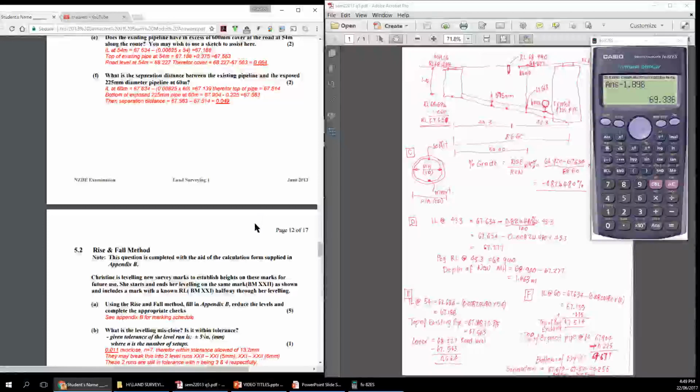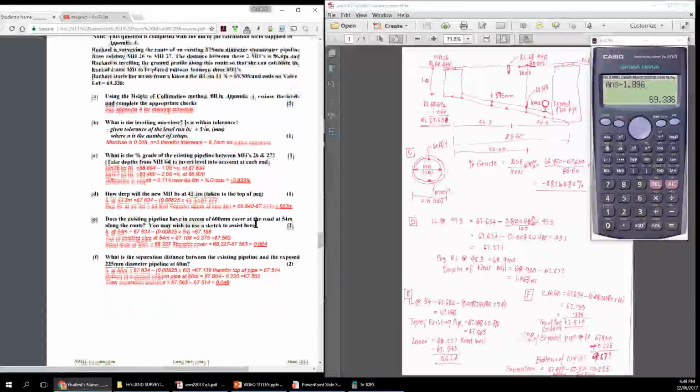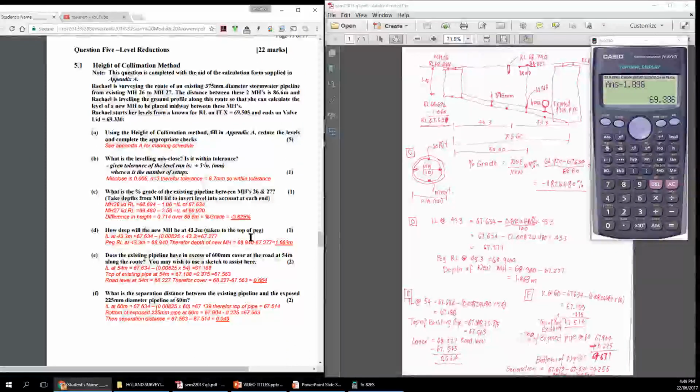So that's pretty much the sheet all filled out. Be very careful with this type of question because if you make a mistake in the sheet, it can transfer through all the things. So what is the leveling misclose? Is it within tolerance? Given the tolerance of the level run is plus or minus 5mm times the square root of the number of setups. Well, as we said, the number of setups is 3, and the misclose is 6mm. Therefore, the tolerance is, they say, 8.7.